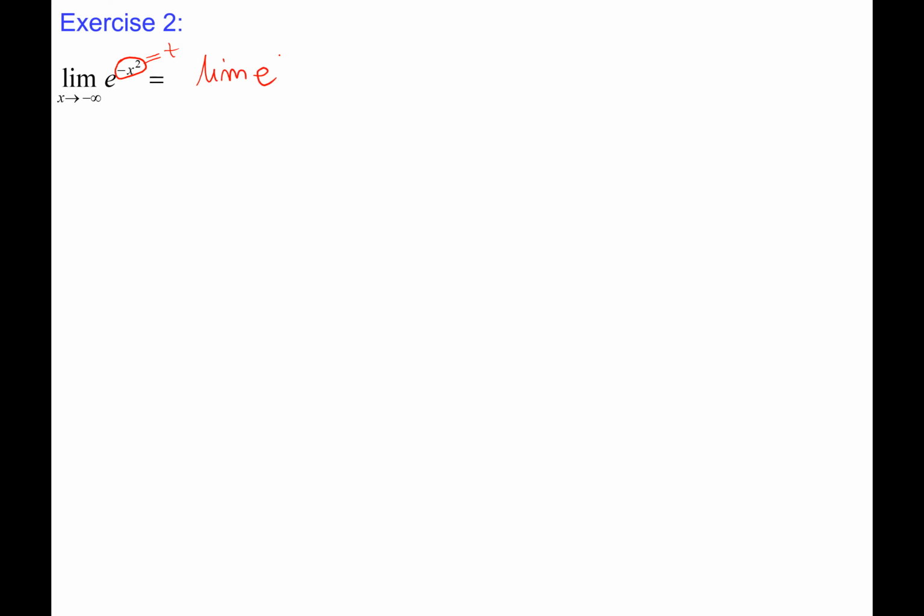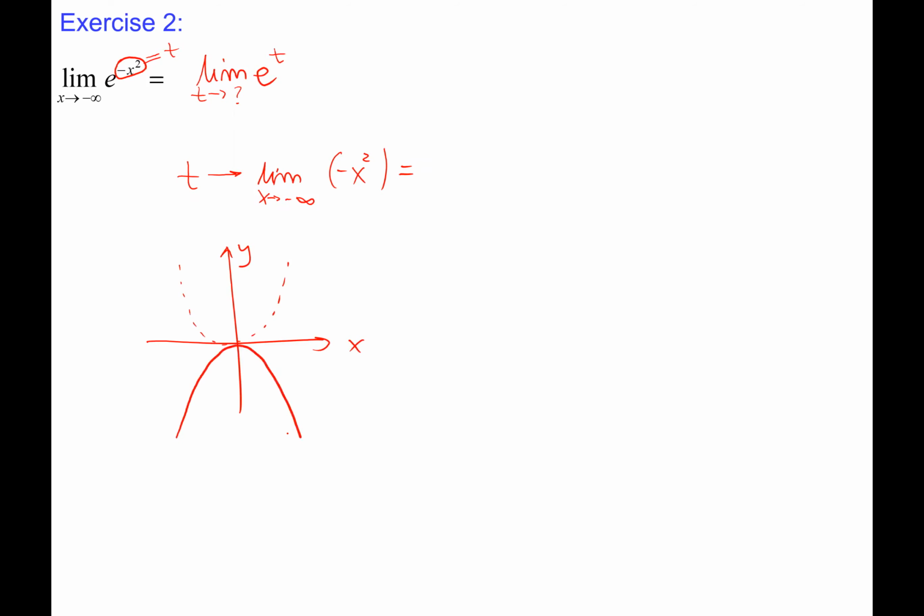And then I will focus on the limit of the function e to the power of t, as t is approaching, and we don't know what t does. But t is defined as a limit as x goes to negative infinity of negative x squared. We can draw it, maybe that's the easiest way: xy plane, function negative x squared. This is positive x squared, right? But negative x squared is just flipped. I mean, this is the function negative x squared.